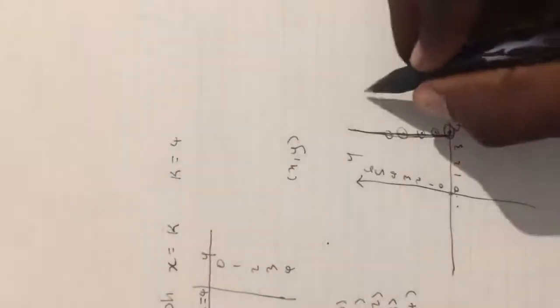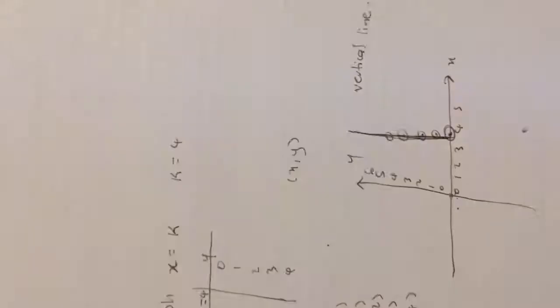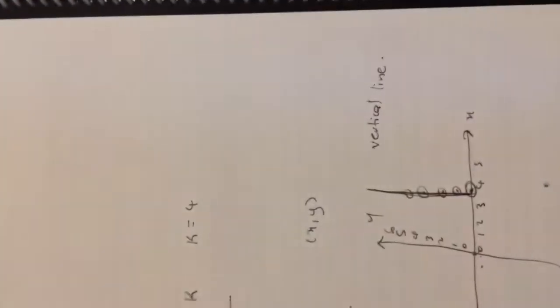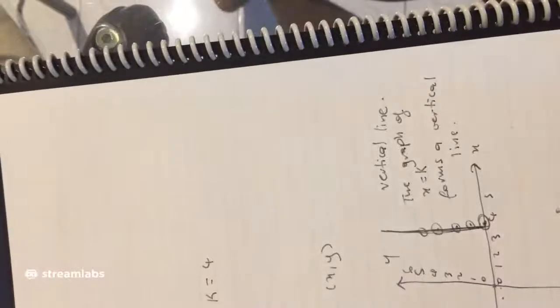So this is not drawn to scale, but it's supposed to be a vertical line. So this is a vertical line. If you see that now, that's how we get the vertical line. So you can say the graph of x is equal to k forms a vertical line.